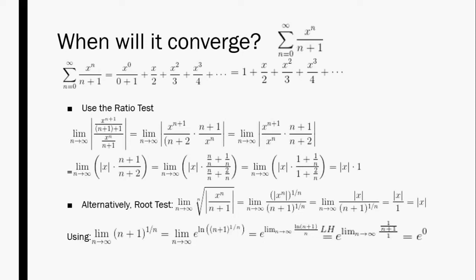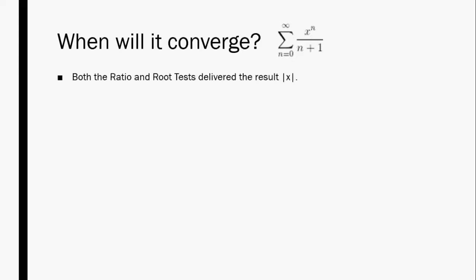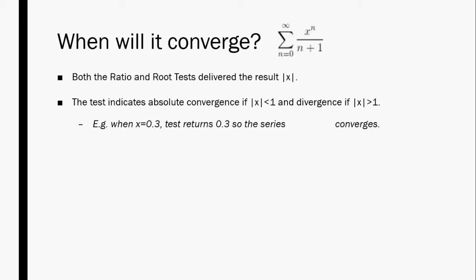And in both ways, I've determined that the ratio and root test are telling me what comes out is the absolute value of x, where remember, I don't know what x is. Okay, so I have this result, absolute x. Now, the ratio and root test both tell me it should converge absolutely, the series I'm talking about, as long as what I got out of the test is a number less than 1. And it'll diverge if I get a number greater than 1. So in this case, I'm saying I'm going to have absolute convergence. My series will converge when absolute value of x is less than 1.